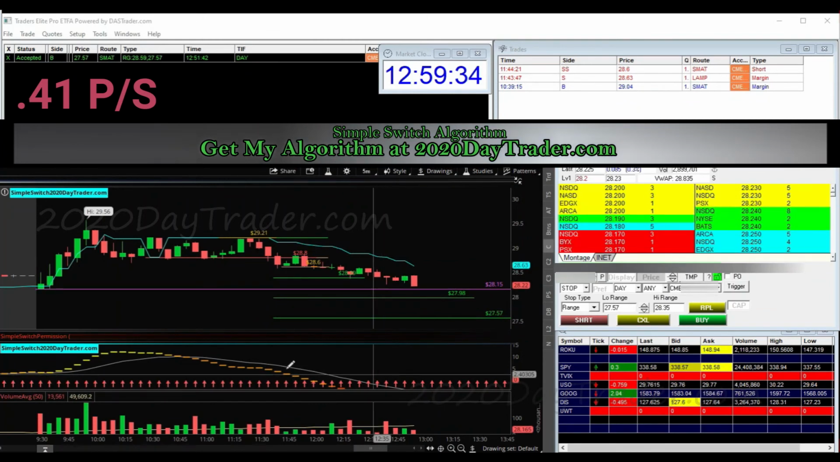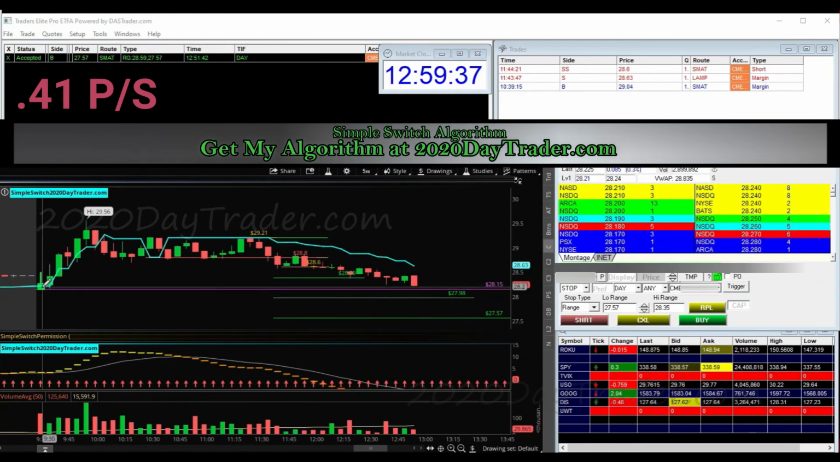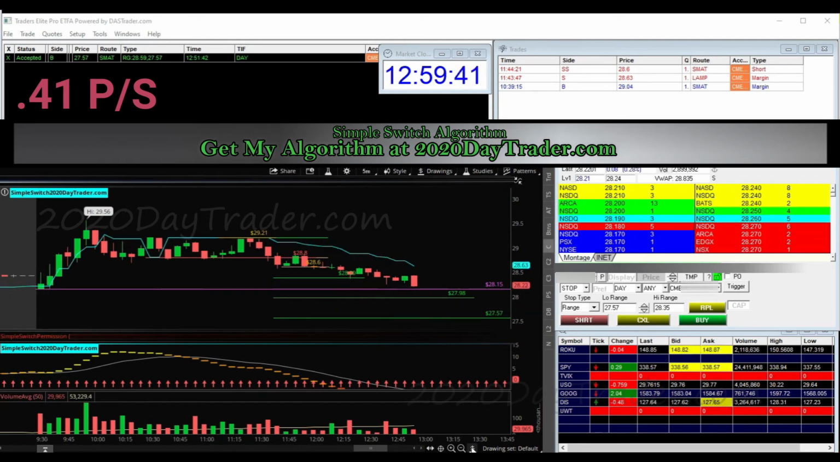Alright, threw that mark on there so you can easily see a low of day. 28.15, make sure that's accurate. 28.16 is low of day, so that's a penny below.